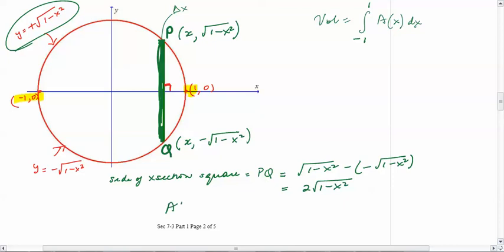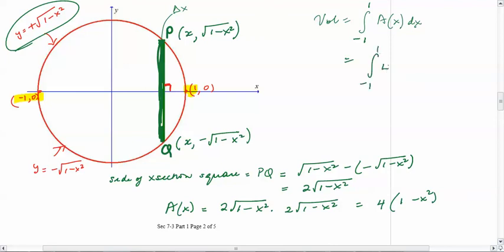Then A of x, which is the area of my square, is going to be equal to 2 times root 1 minus x squared, that's the base of the square, times the height of the square. Overall, I'm going to get 4, and the square roots combine to give me 1 minus x squared. So my volume is simply going to be the integral from -1 to 1 of 4 times 1 minus x squared dx. 4 is a constant multiplier. We can take it out if we wish. And I'm left to anti-differentiate 1 minus x squared, which hopefully you can do in your sleep. Put in the limits and you are done.